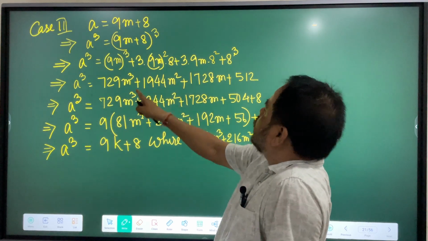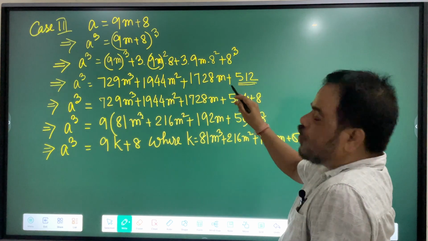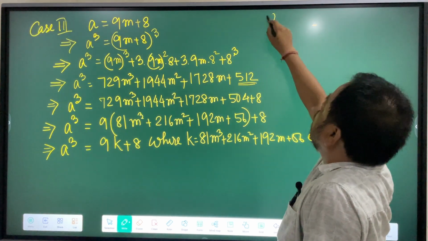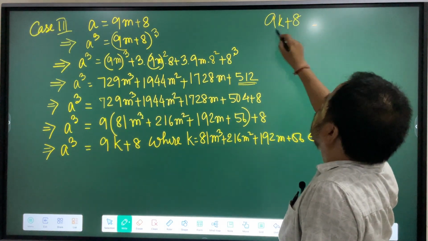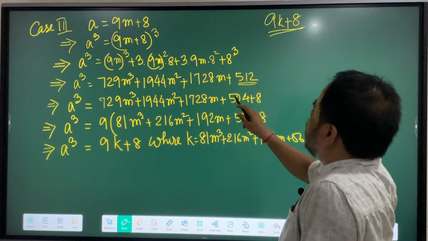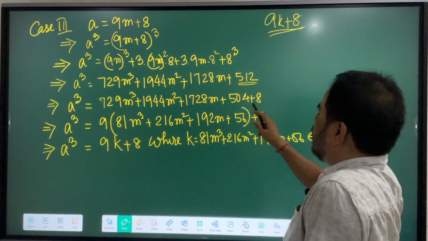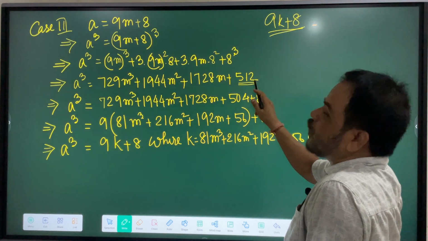The formula is done. So at last what have we got? 512. After doing the calculation of a plus b whole cube, we have got 512. We have to prove 9k plus 8 now. Remember that, so we need 8. So 512 we have broken into 2 parts, 504 plus 8. 504 plus 8 is 512.